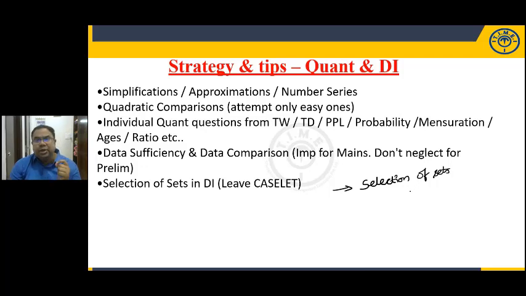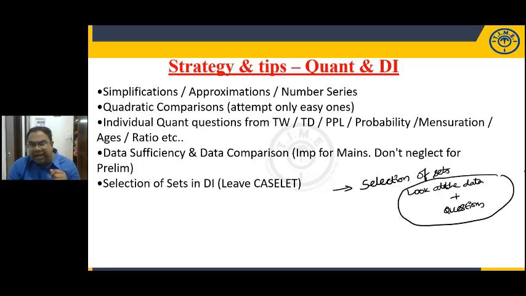Again, on selection of sets, there are 2 types of selection, external selection and internal selection. So I'm saying, look at the data and look at the questions. You have to select by looking at the data and questions together. Do not look at only data. Don't say the data is very complicated, I am not going to try this set. Or look at only questions, saying most of the questions are calculation based or have more intense calculations, I'm not going to do that. See, your decision should be made by looking at the data and reading the questions both put together.